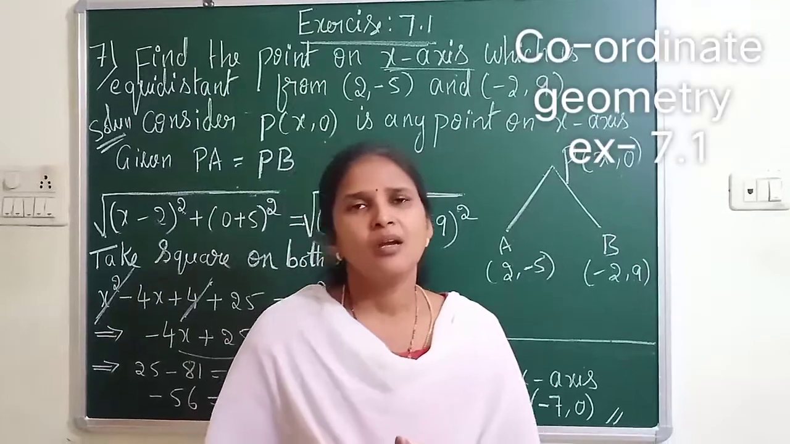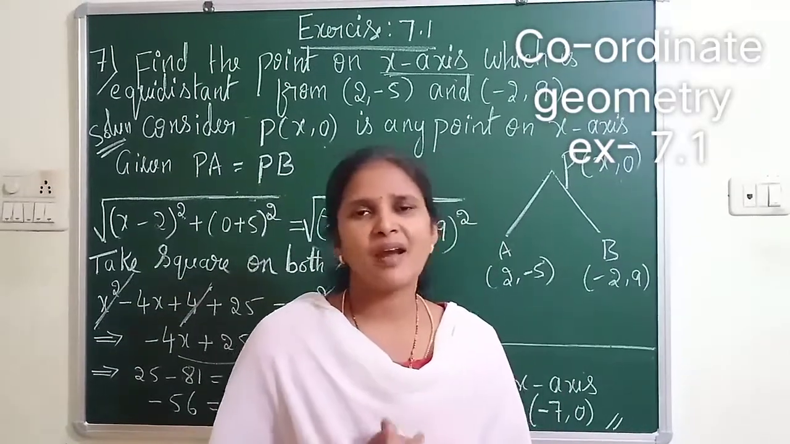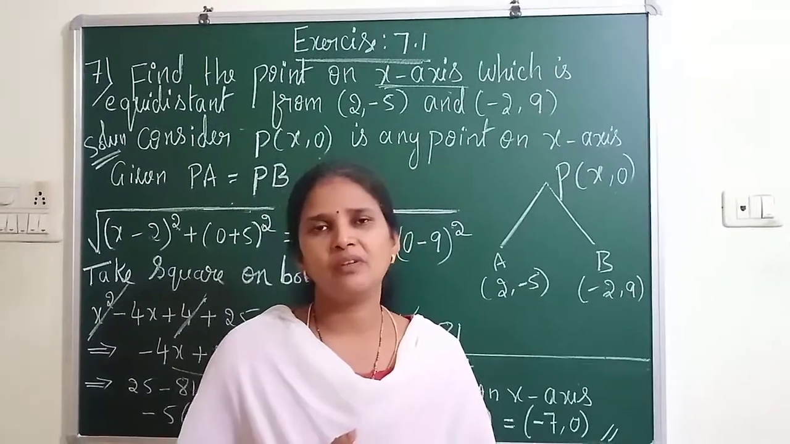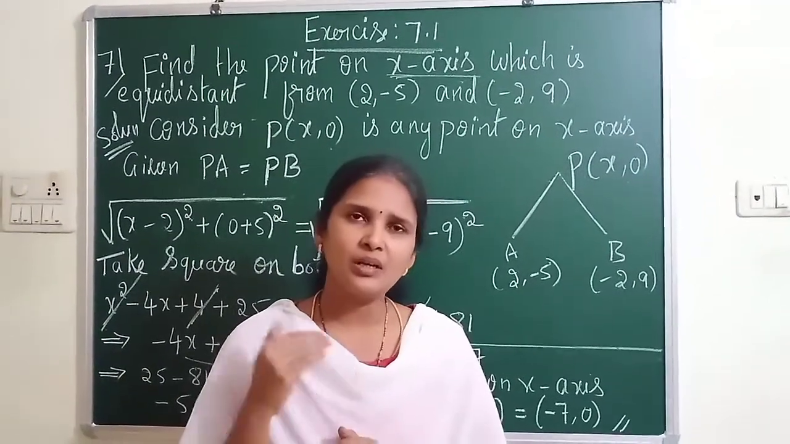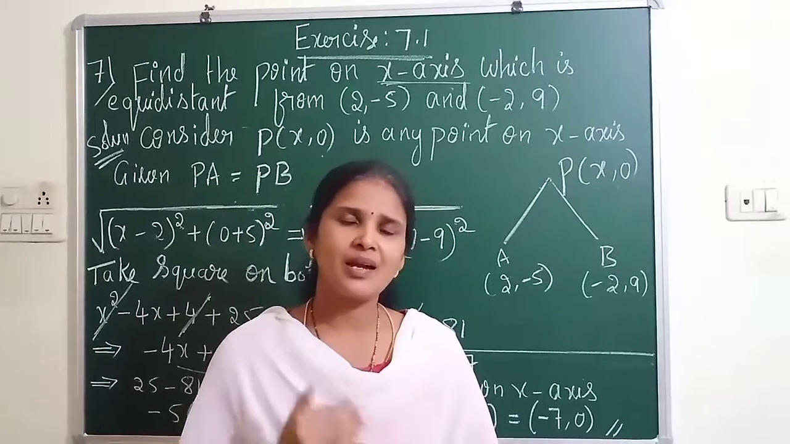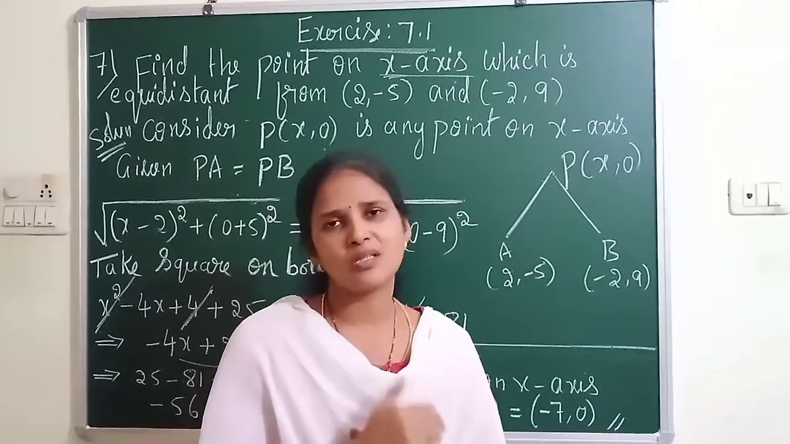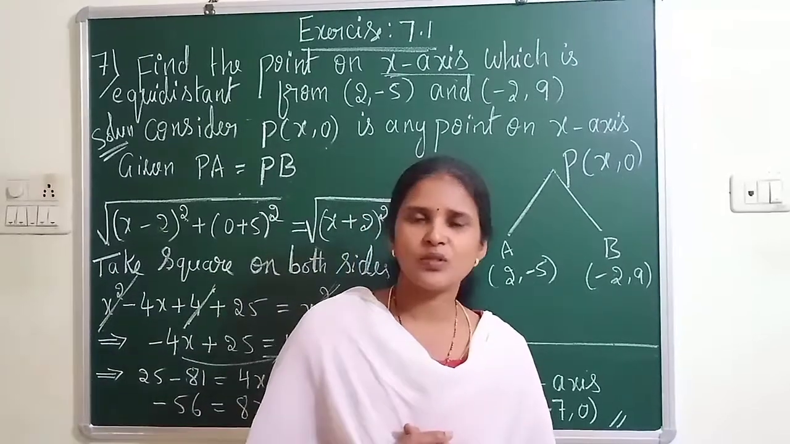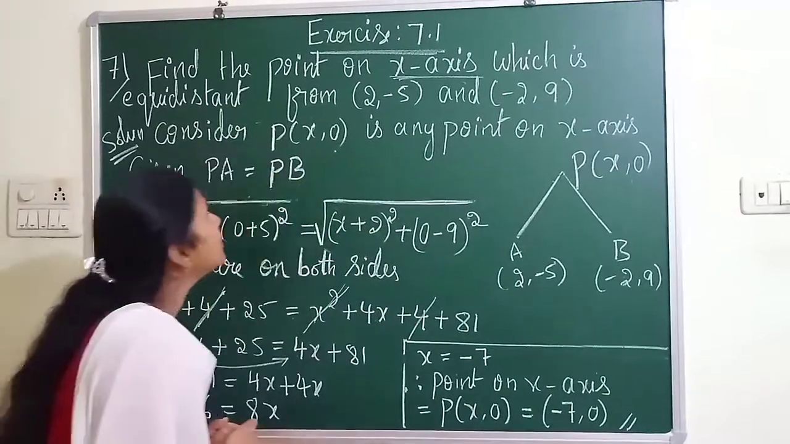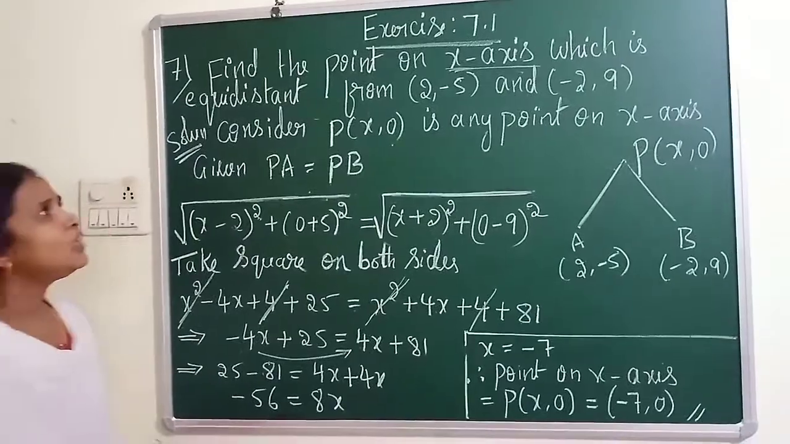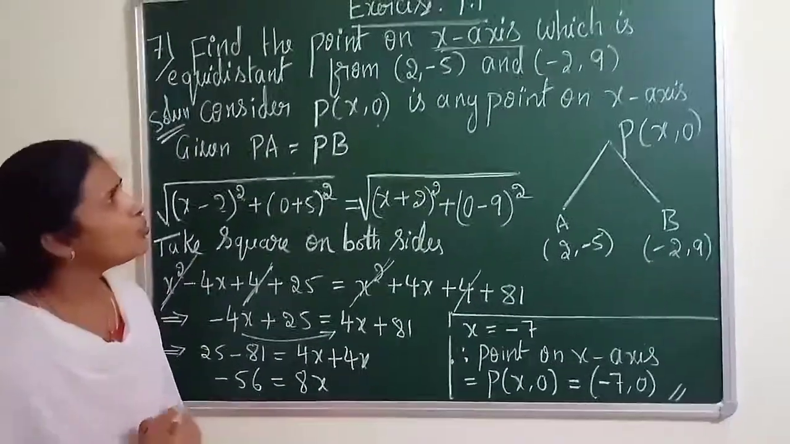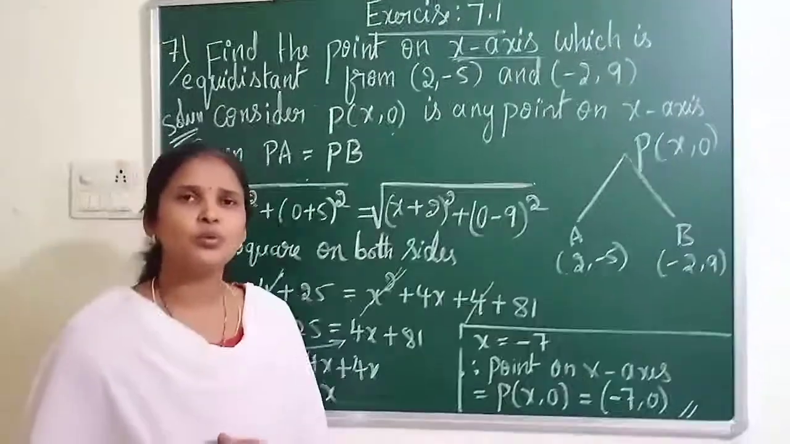Namaste everyone. In the previous session, we started coordinate geometry and we started exercise 7.1 with the distance formula. So we learned the distance formula derivation and some questions based on it. Today in this session, I am going to continue the same exercise, question number 7. The question says, find the point on the x-axis which is equidistant from (2, -5) and (-2, 9).